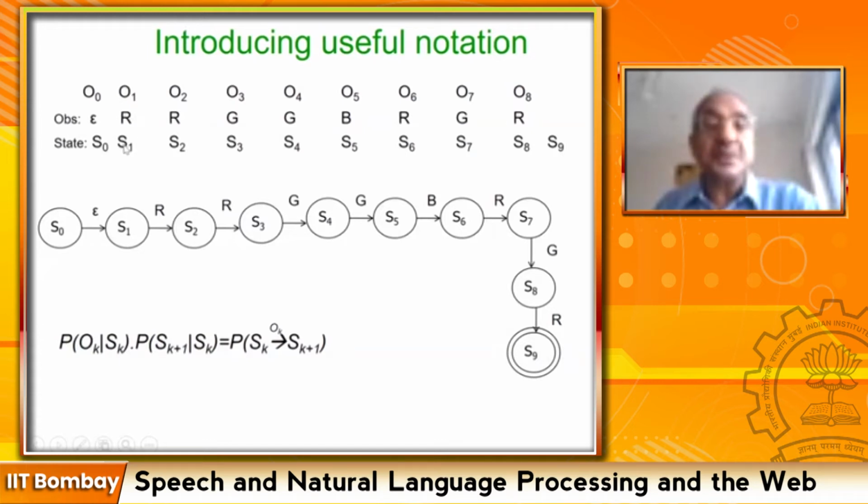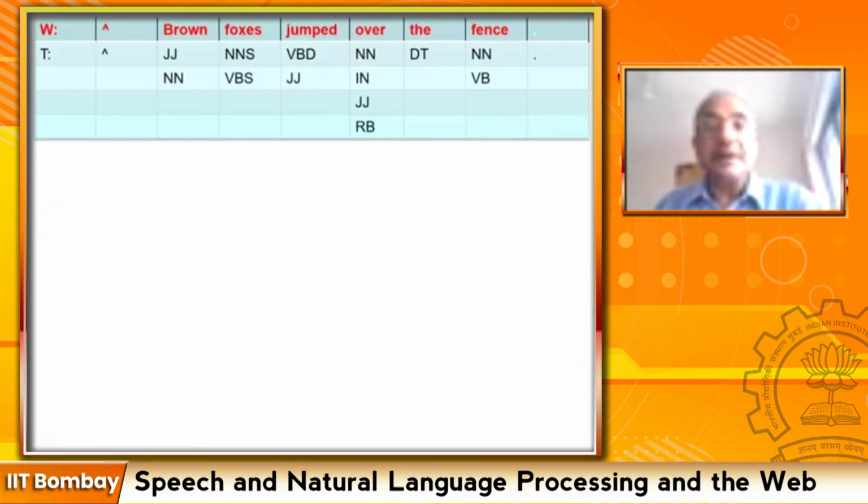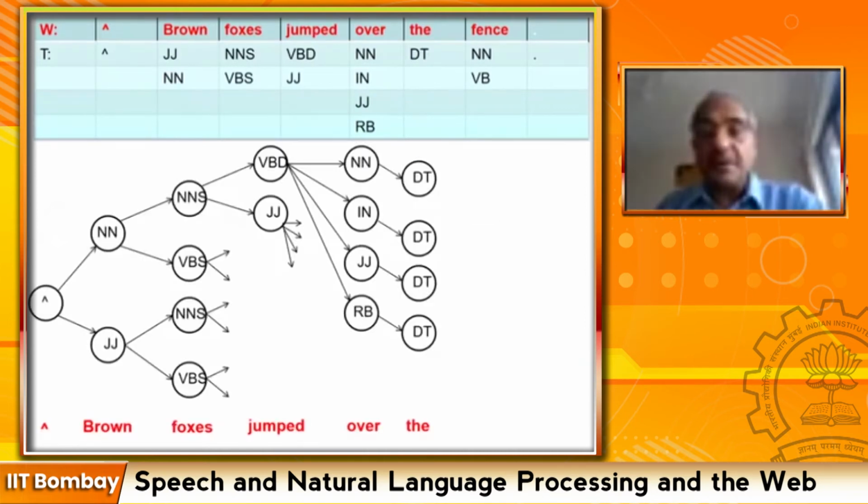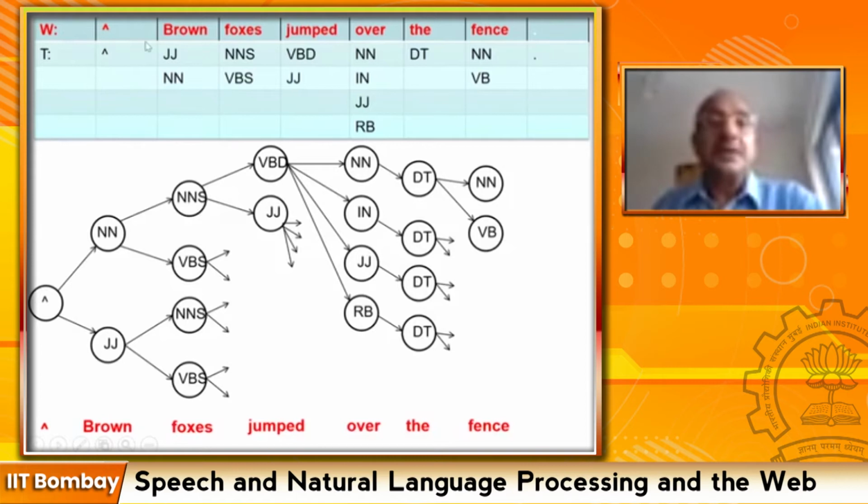From S0 you go to the state S1, and from S1 to S2 on different observations. So you can take the product of these probabilities from state to state on a particular observation, and this is nothing but the conditional probability of observation given the state into next state given the current state. You can take the product of these two probabilities. So then we are on a strong footing with respect to the theory of the hidden Markov model, and we apply it to our part of speech tagging situation. So we have the sentence "brown foxes jumped over the fence." The sentence beginner is hat, sentence finisher is dot.